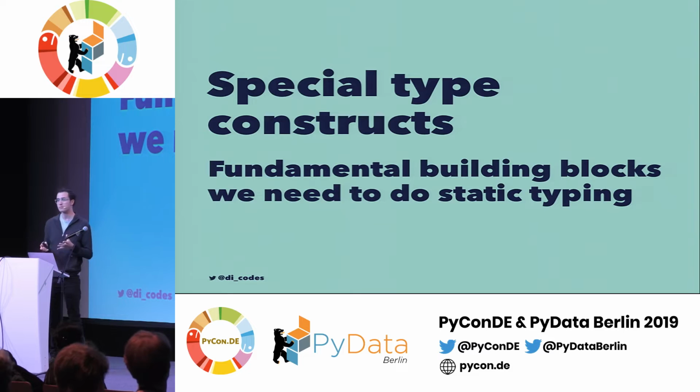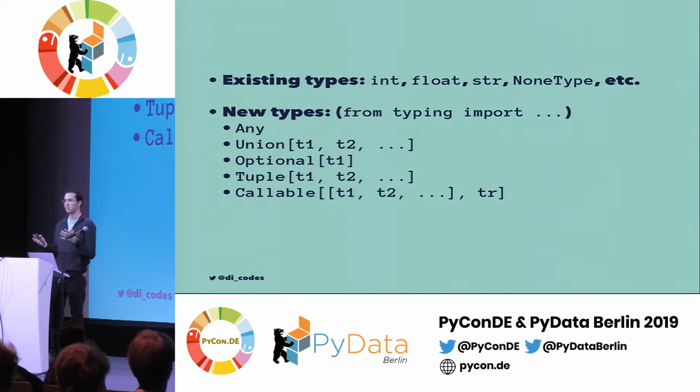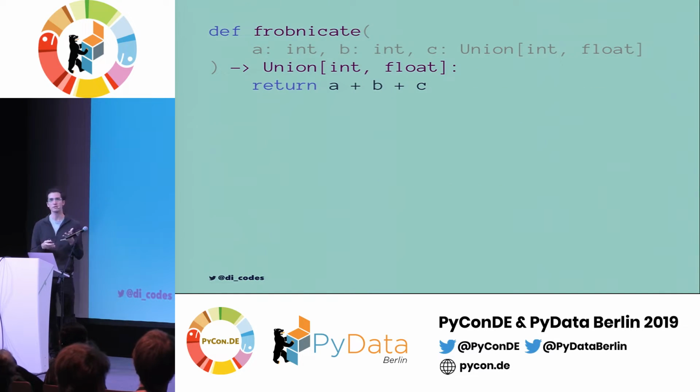This PEP also introduced some special type constructs, which gave us building blocks for doing static typing in general. So these are things like Any. Any is a type that matches literally anything. Union would be the combination of two types. Optional is the combination of any type and None, and some other things as well. So in addition to the types that we already had, we got some new extra types as well, which lets us write functions like this.